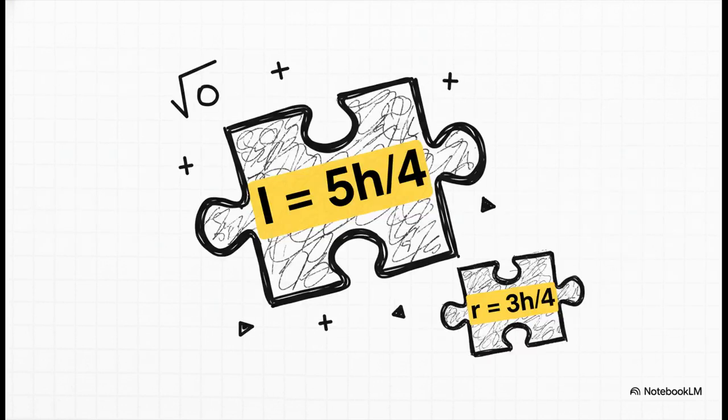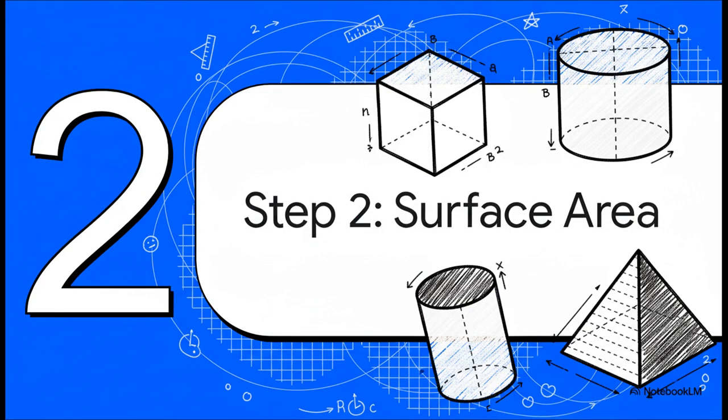Okay, let's do the maths. If we square 3h over 4, we get 9h squared over 16. Now we add that to h squared. To do that, let's think of h squared as 16h squared over 16, right? So 16 plus 9 gives us 25. So we have 25h squared over 16. Now just take the square root of that whole thing, and boom, we get our slant height L, which is 5h over 4. And just like that, our first process mark is officially in the bag. Nice. All right, step 1, done and dusted.